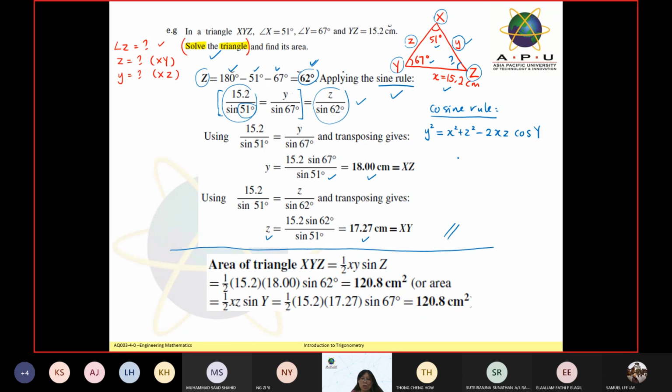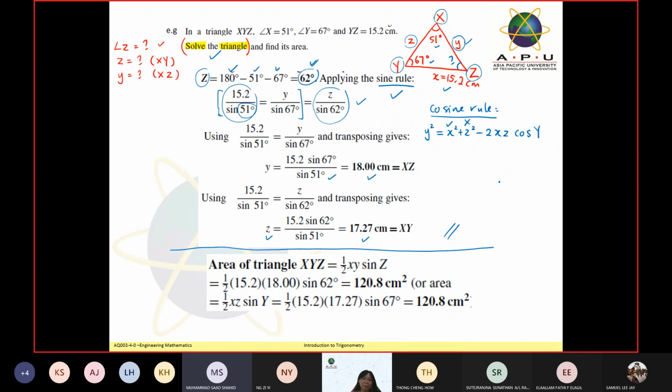So now, do we have the x? Yes. But do we have the value for z? We don't have. Since we don't have the value of z, we can't use the cosine rule to solve it. Is that clear? Yes, ma'am. Thank you.